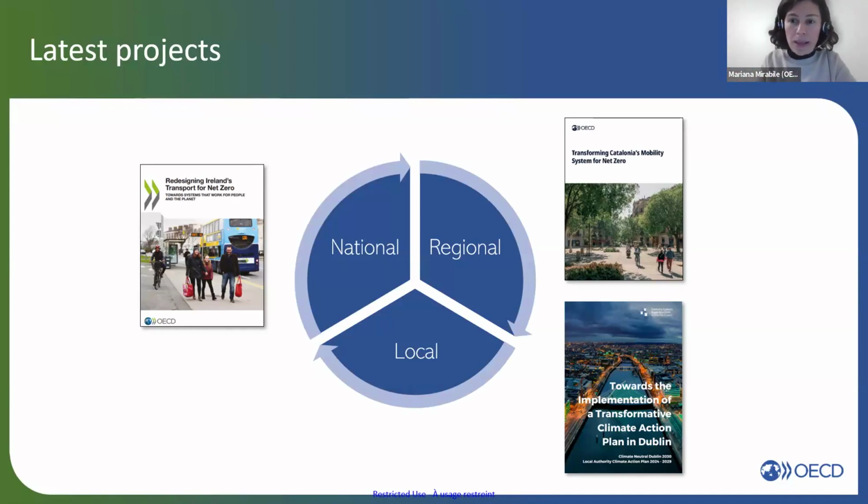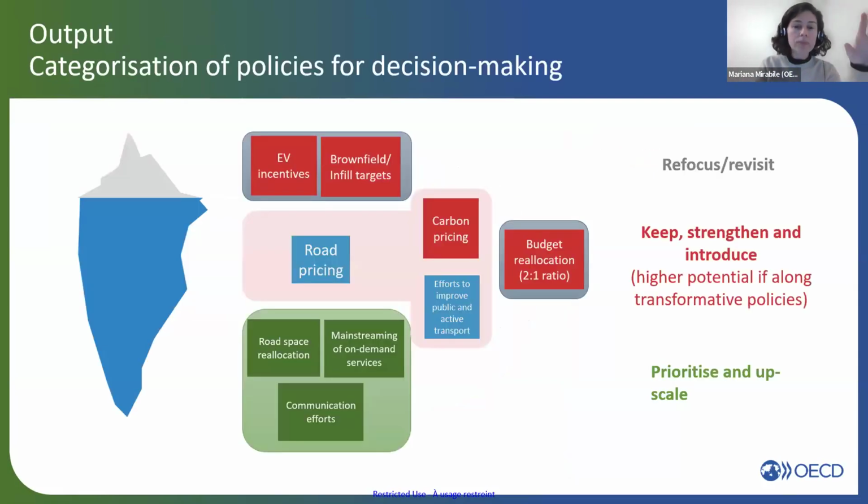while improving well-being. And the redistribution of public space, as I mentioned before, was a key policy. The connection between modes was another key policy. And of course, then the improvement of public transport, electrification are also important policies. The type of outputs we get to is that we categorize policies by their transformative potential.